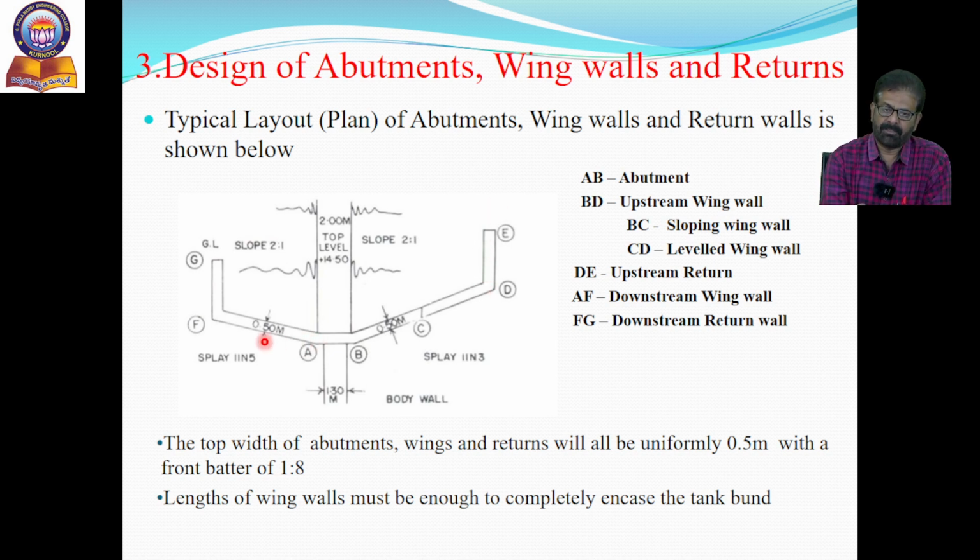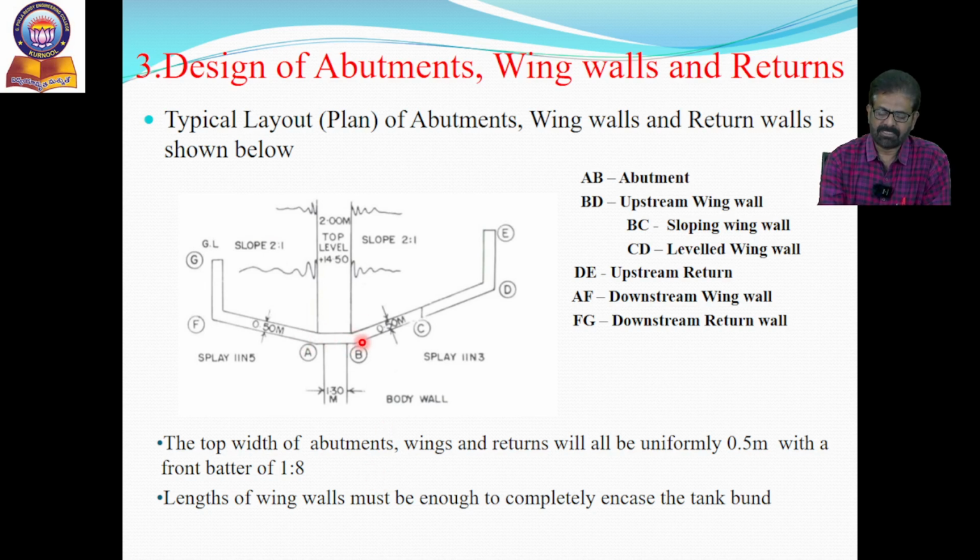Similarly, on the other side, that is the downstream side, A to F is the downstream wing wall, which may be a sloping one only, a completely sloping wing wall, and F to G is the downstream return wall. So like that, this figure shows all the wing walls, returns and abutment on one end of the weir wall. Similarly, at the other end also, the same set of components will be present.